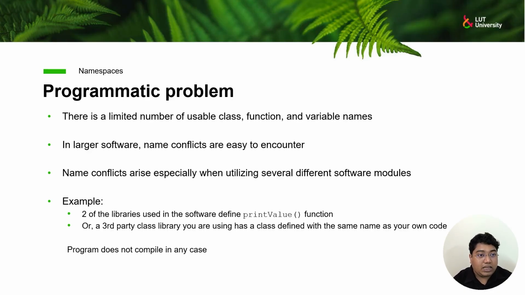For example, let's say there are two different libraries that you are using. They both define a function named print value. Or there is a third-party class library that you brought in, and it happens to define a class with the exact same name that you already wrote yourself. And here's the annoying part: it doesn't matter how it happened. Either way, your program will not compile. The compiler sees two things claiming the same name and just refuses to guess which one you meant.